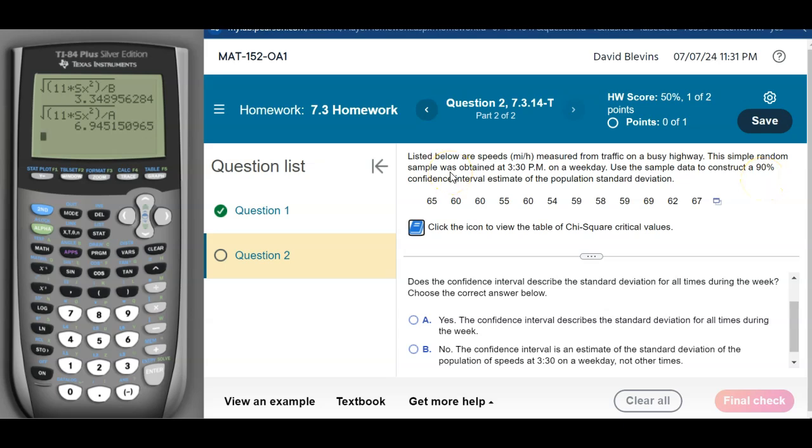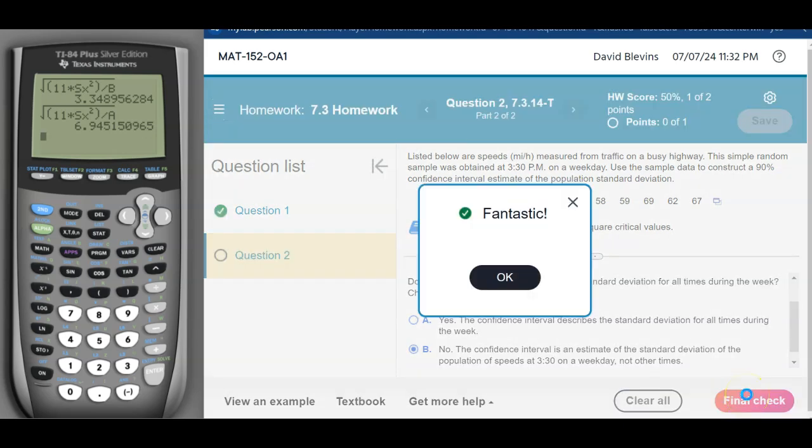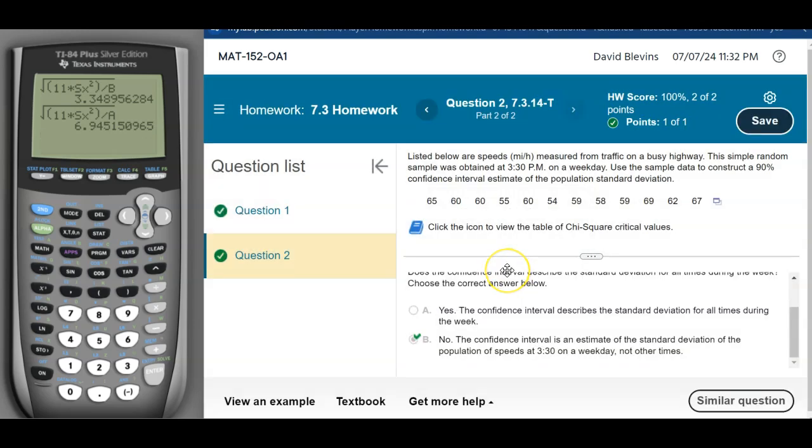Alright, the last question is, does this confidence interval describe the standard deviation for all times during the week? And the answer is no, because it says it was obtained at 3:30 p.m. on a weekday. So no, it's not. It's just where you got your data from. It's not for all data points. If you randomly selected a little bit at 8 a.m. on a Monday and 2 p.m. on a Wednesday and 6 p.m. on a Saturday, you randomly selected different times, then you can say it's for all times.